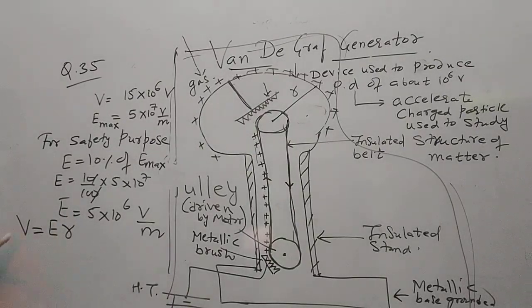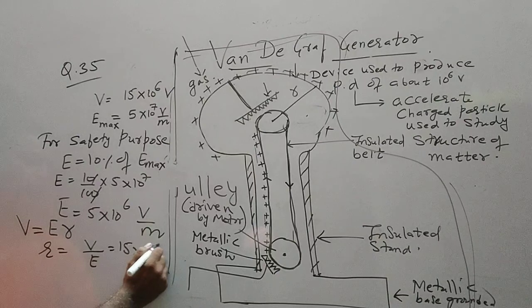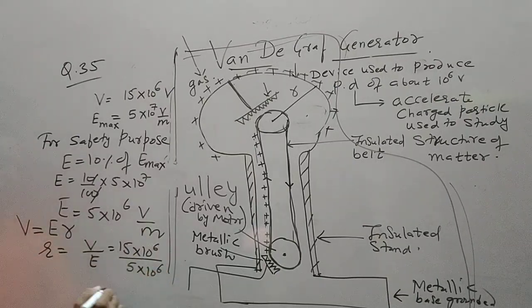That is, V is KQ by R, E is KQ by R square. So this is the relation between potential and field, or we know E is equal to minus dV by dr, that is, E is also the potential gradient. I need to find out R. Therefore, R is equal to V upon E. So this is equal to 15 into 10 raised to 6 divided by 5 into 10 raised to 6. The 10 raised to 6 cancels.